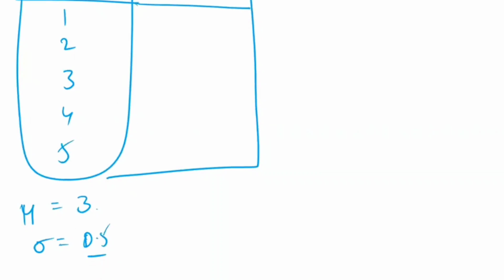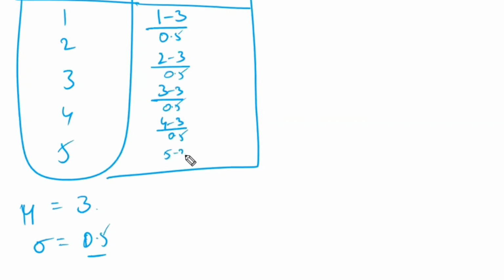Now, how am I going to convert to standardization? 1 minus mu, that is 3, divided by 0.5. 2 minus 3 divided by 0.5. 3 minus 3 divided by 0.5. 4 minus 3 divided by 0.5. 5 minus 3 divided by 0.5. Now, whatever values you have got, this is the scaled data. Got the point? So you are just converting each and every value to the corresponding z-score. Whenever you are writing this, it is going to do the same.